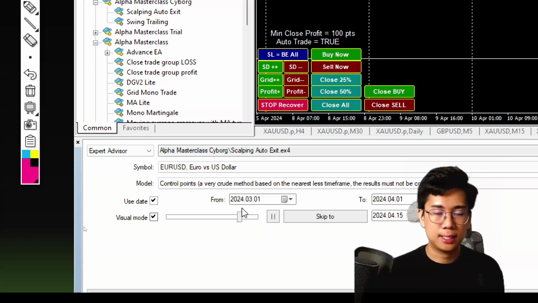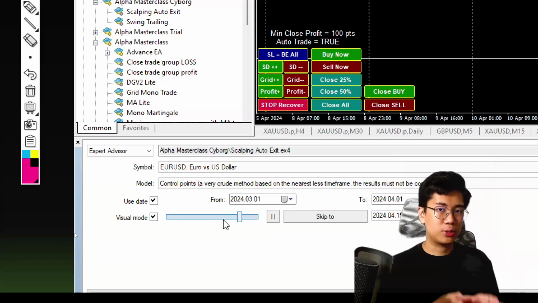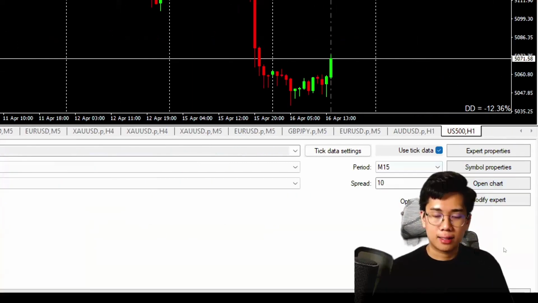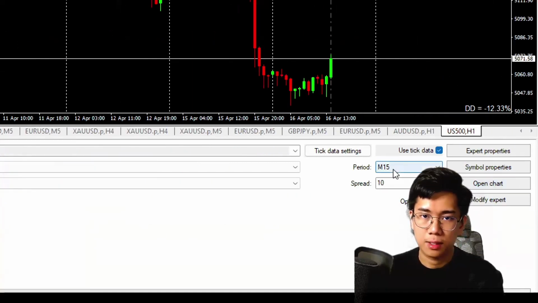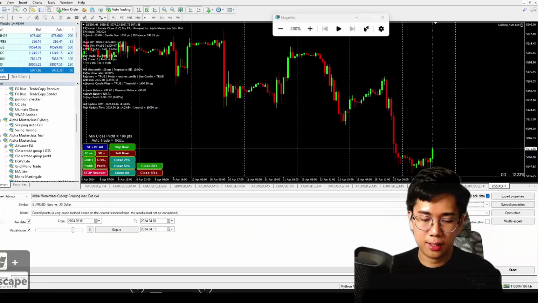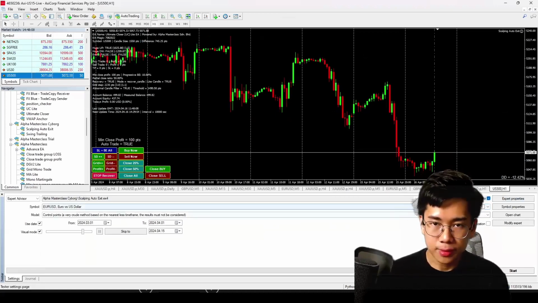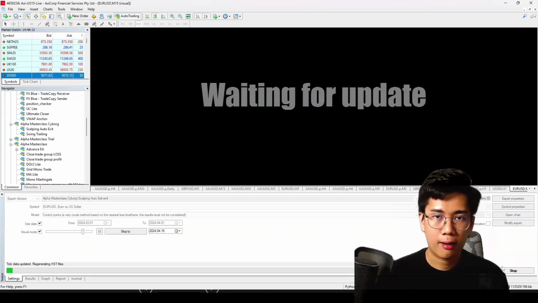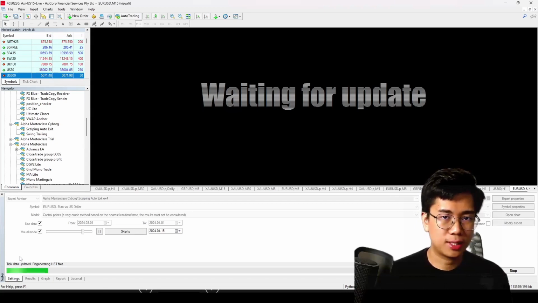So I set up the time like this, meaning that I'm going to do a simulation between March until April. I can do other settings, like what time frame I want to trade, what the spread of it is, etc. But basically, once this has been set up, I can just click start. Okay. So it depends on the computer. When you click start, it may need to load a while. Or maybe you can speed it up. Just let me double check a few things.